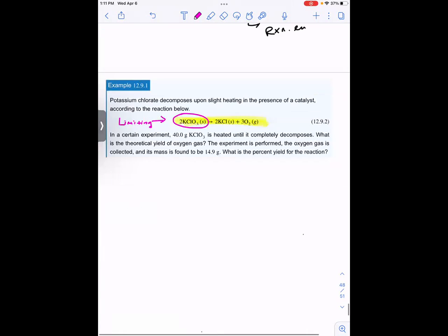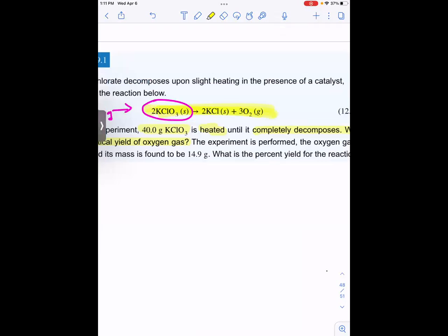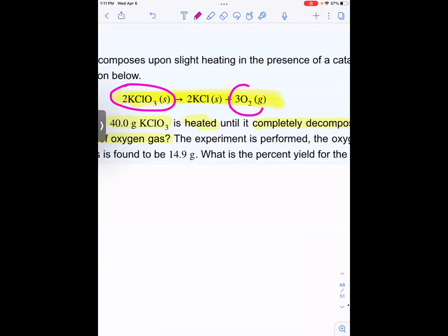All right, so now let's read the question. It says in a certain experiment, 40 grams of potassium chlorate is heated until it completely decomposes. What is the theoretical yield of oxygen gas? Notice on the other side, this is what we're looking for. Oxygen gas is a product, and this is the reactant. So we're trying to figure out how much oxygen we get relative to potassium chlorate.